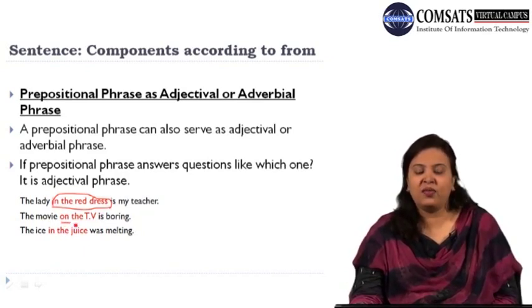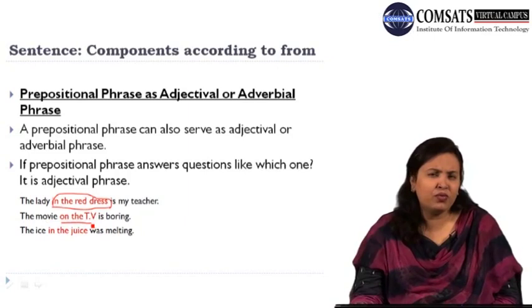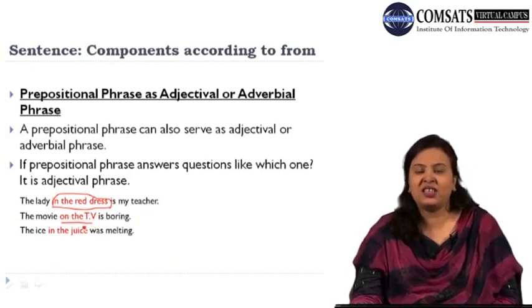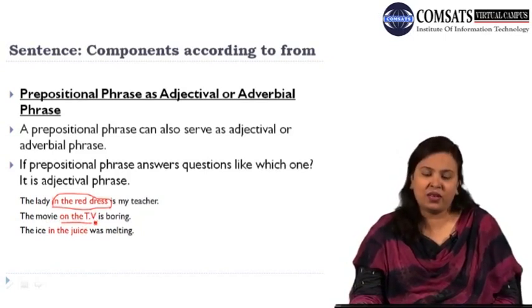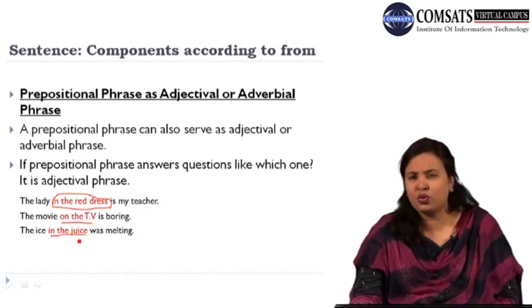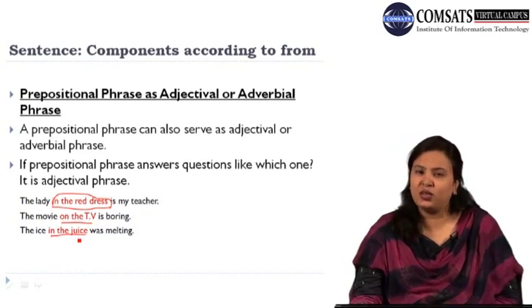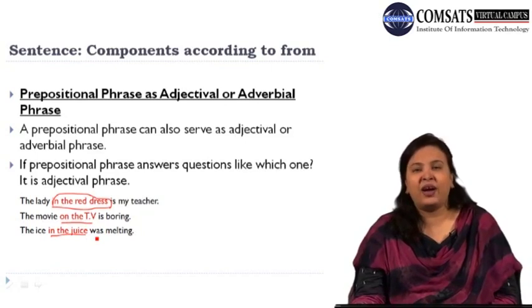Similarly, the movie on the TV. Which movie is boring? The movie on the TV. So on the TV is a prepositional phrase acting as an adjectival phrase. The ice in the juice was melting. Which ice was melting? The ice that was in the juice. So in the juice is a prepositional phrase acting like an adjectival phrase.